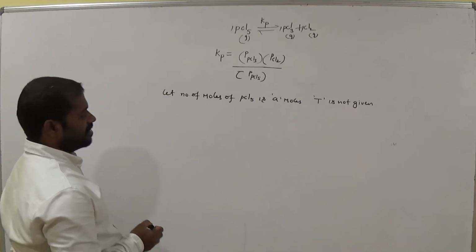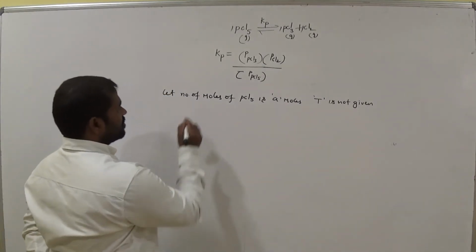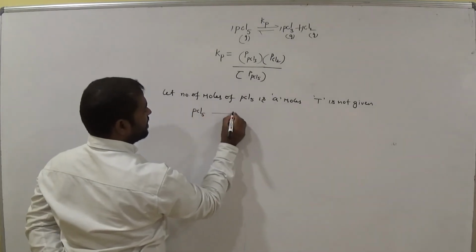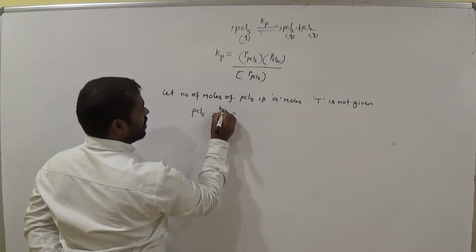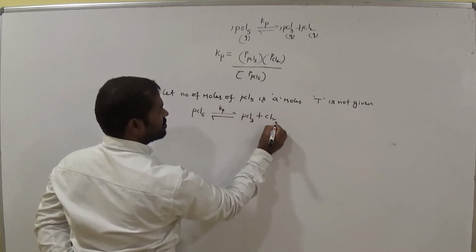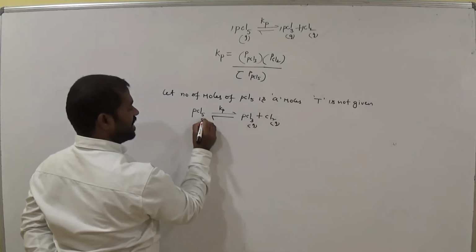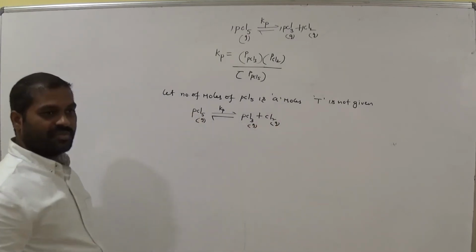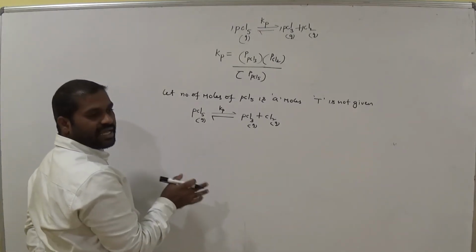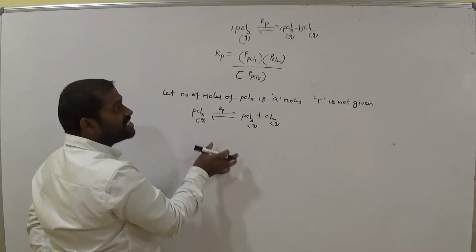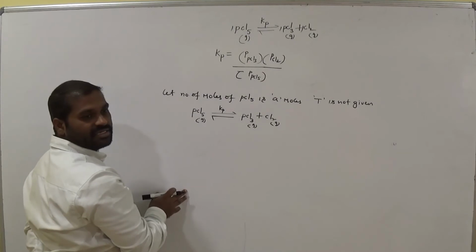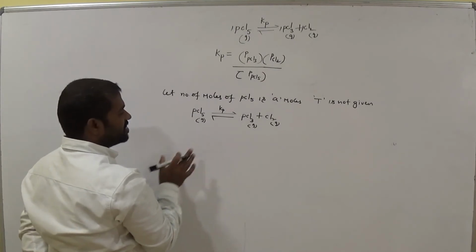So then the equation is PCl5 reversible, with Kp, to PCl3 plus Cl2. It is a gaseous chemical equilibrium, and that too a homogeneous equilibrium. So T is not given. In this particular case we consider partial pressures to calculate Kp. So these are the partial pressures, you know. Is it clear? Where temperature is not given.